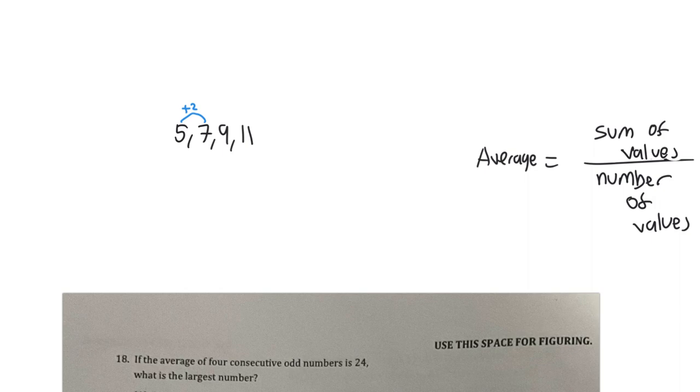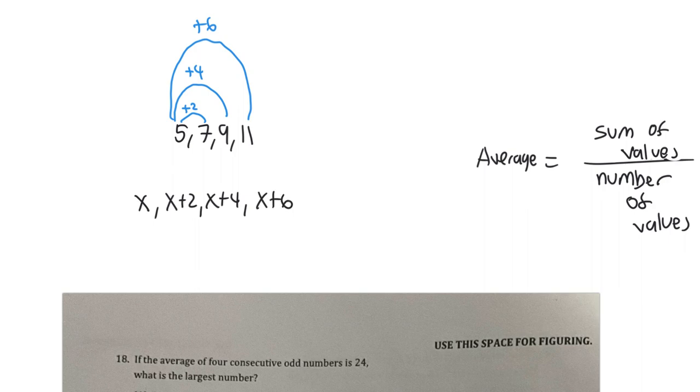But you could also think of it as there's a distance of 2 between the first and the second number, a distance of 4 between the first and the third number, and a distance of 6 between the first and the fourth number. So if we were to represent 4 consecutive odd integers, we could call the first one x, the next one x plus 2, the next one x plus 4, and the next one x plus 6.